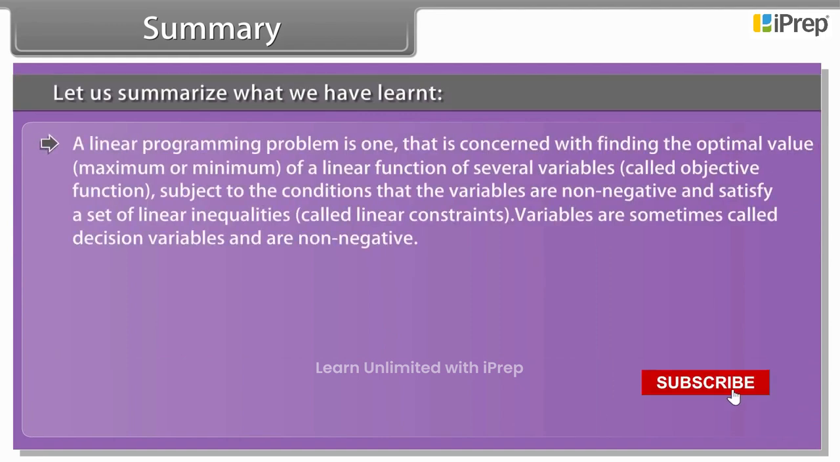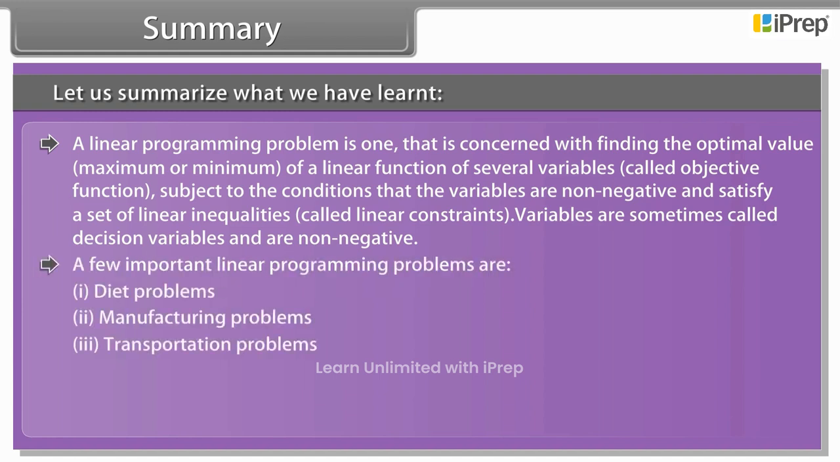A linear programming problem is one that is concerned with finding the optimal value, maximum or minimum, of a linear function of several variables called the objective function, subject to the conditions that the variables are non-negative and satisfy a set of linear inequalities called linear constraints. Variables are sometimes called decision variables and are non-negative.